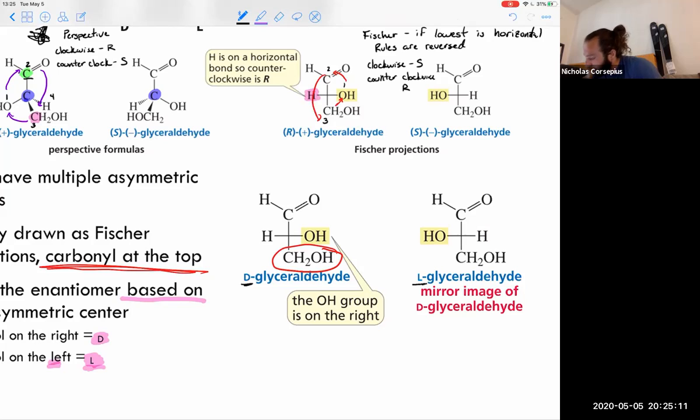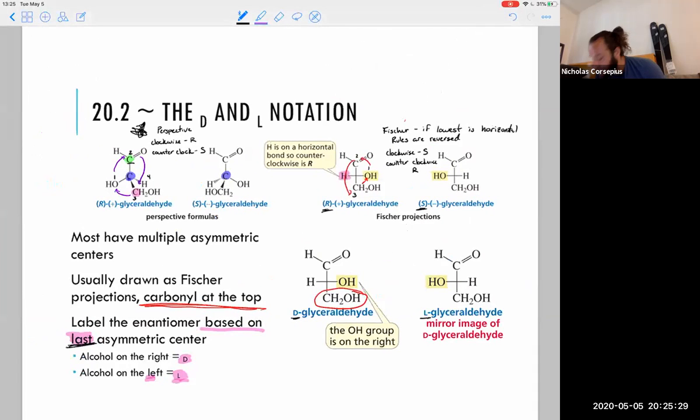Notice that we don't really use the R and S configuration when talking about sugars. Biology, for whatever reason, has its own scheme to determine stereoisomers. And importantly, you're only going to be looking at the last asymmetric center. So when we get to larger sugars, make sure you're paying attention only to that last one.